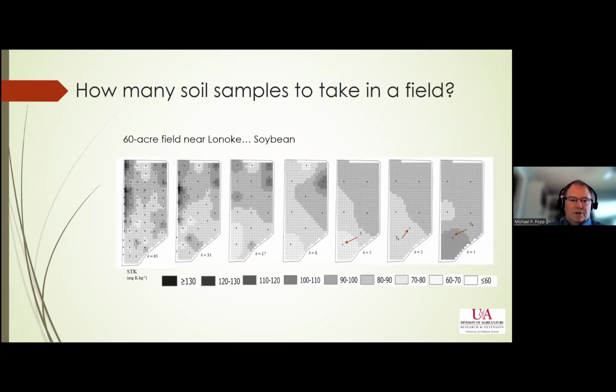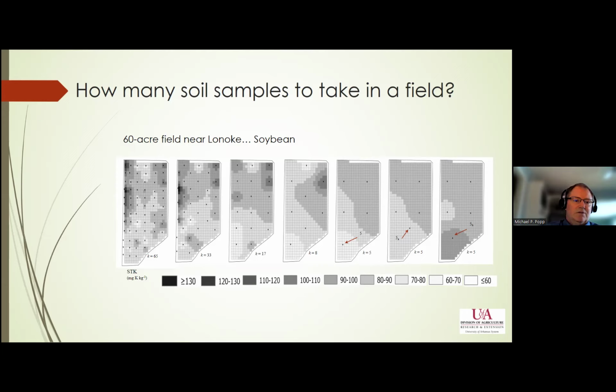I worked with Dr. Ponce at University of Arkansas because she's a precision ag person, and she has been sampling a whole bunch of fields for K. And so I've got soil maps for a number of fields, and I'm going to talk about the Lone Oak field because it's near Lone Oak. It's a 60-acre field, and you can see the shape of the field here. And so we sampled it a little less than an acre per sample. So 65 samples on a 60-acre field.